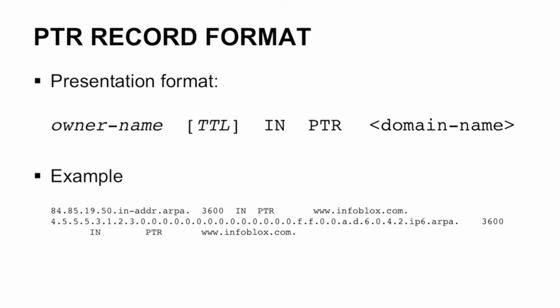Here's the full presentation format for the pointer record. The owner names are as described, and the record-specific data is a single domain name, that domain name that you want the IP address to reverse map to. What's reverse mapping used for? Well, some server software reverse maps IP addresses to log the domain names of clients that connect.